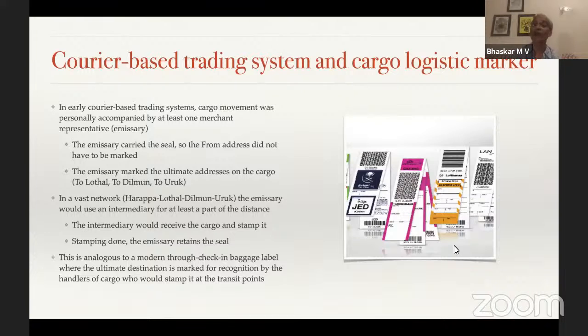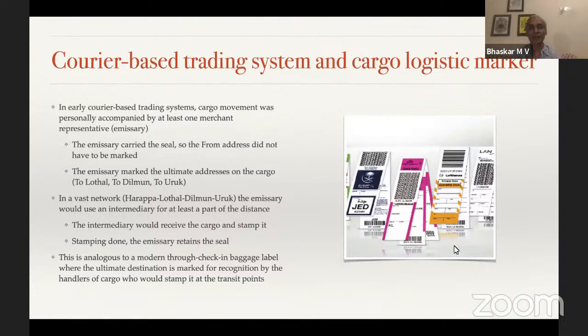So the from address did not have to be marked, because the seller of the goods is there personally, himself or herself. So they don't have to put their name, they don't have to engrave their name and waste that space, and they don't have to engrave their whys and wherefores and their country and so on. They can simply concentrate on key information such as goods carried, place carried to. Simple.